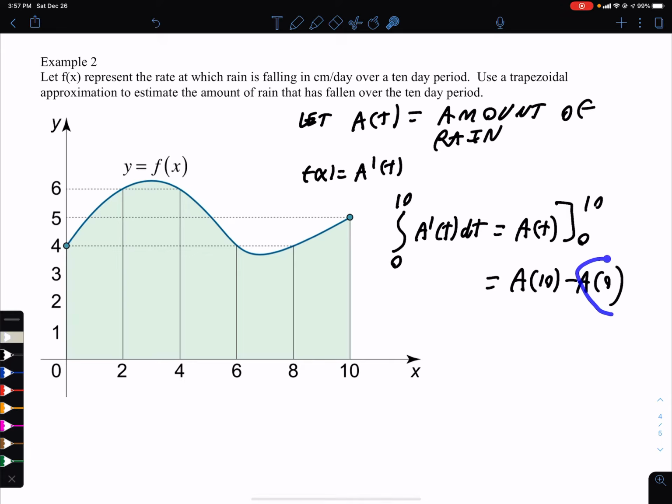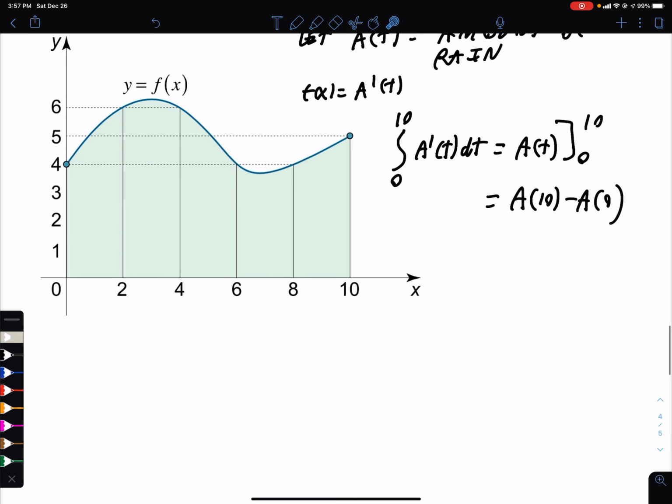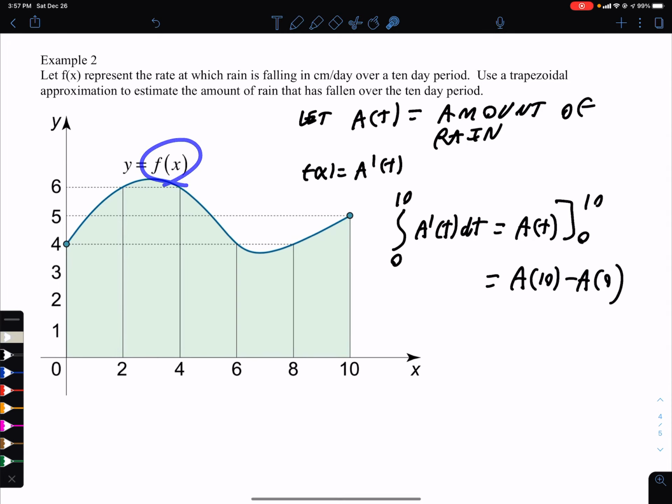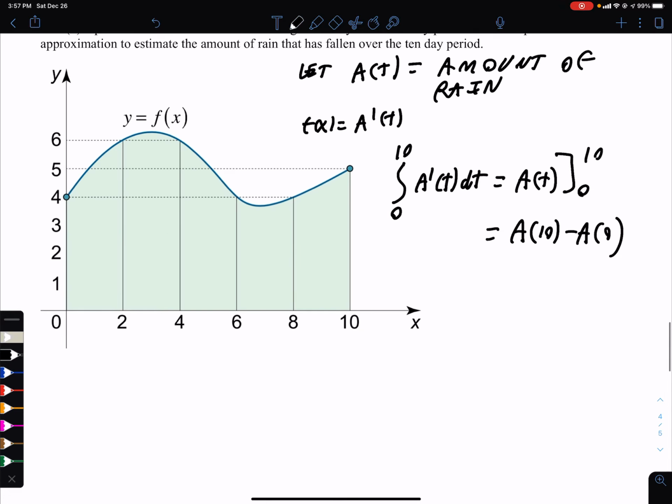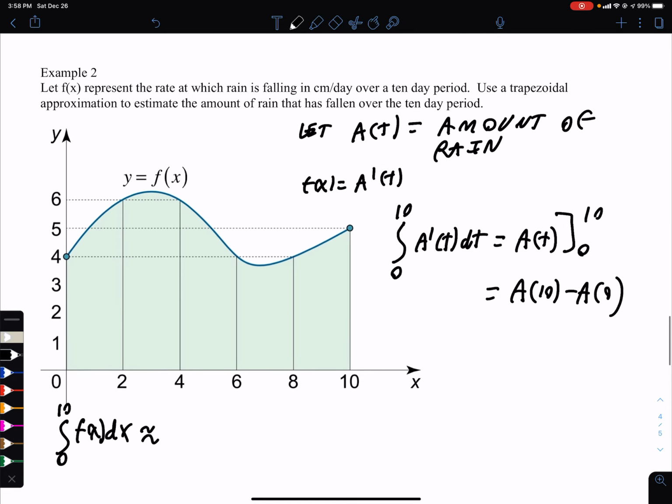Because if you took the amount at the starting and the amount at the end, and you compare those, it'll tell you how much change there's been in the amount of rain. So it tells you how much rain has fallen. Important concept. You integrate the derivative of something, it gives you the change in what it is the derivative of. So how would you estimate the amount of rain that's fallen? You would integrate f of x from 0 to 10 because f of x is A prime. So I would integrate from 0 to 10 f of x dx, and I'm going to approximate this using a trapezoidal.